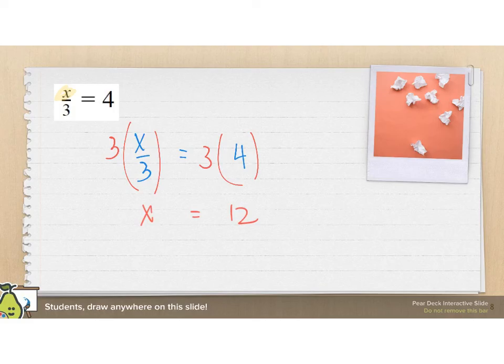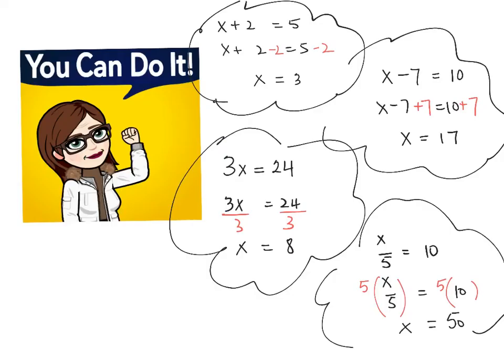In conclusion, to undo an add 2, we're going to subtract 2 from both sides to get x equals 3. To undo the minus 7 here, we're going to add 7 to both sides to get x alone and get 17. In this case, it's 3 times x, so to undo multiply, we're going to divide both sides by 3, and we get x equals 8. And finally, this is x divided by 5. To undo a divide by 5, we multiply both sides by 5.